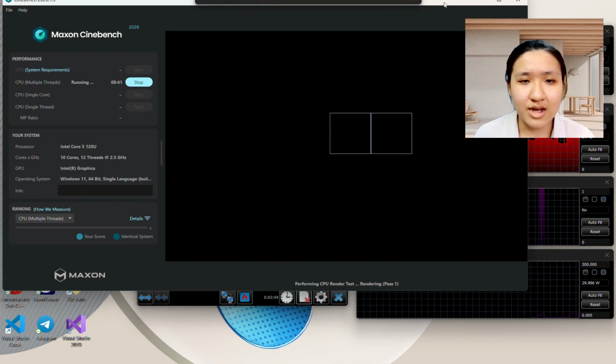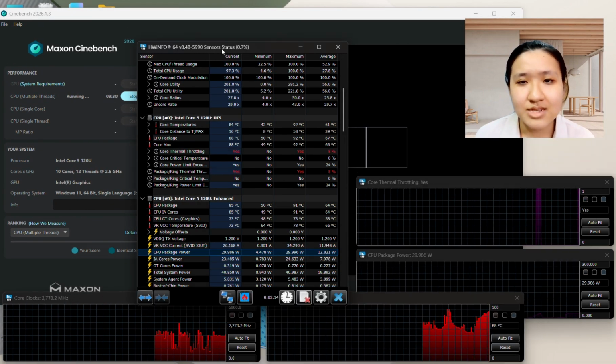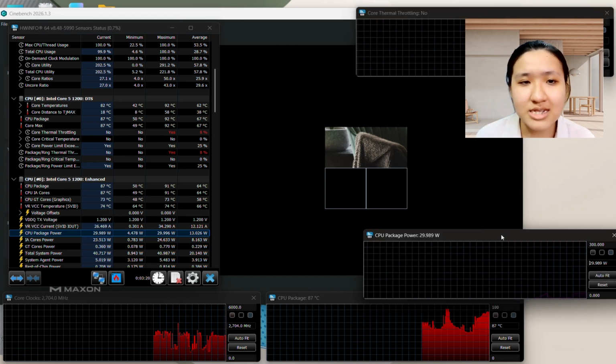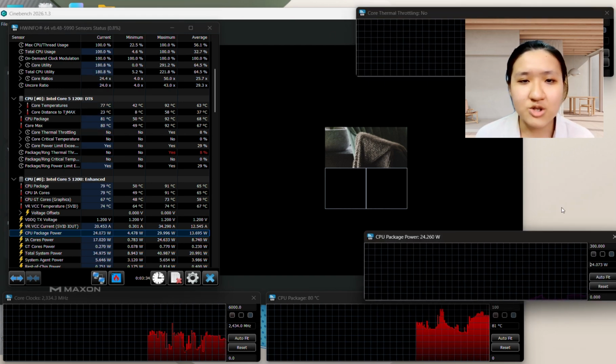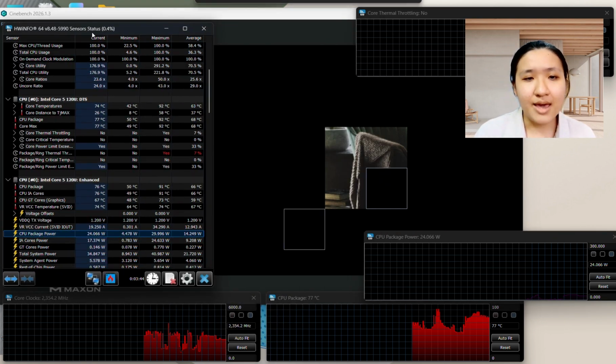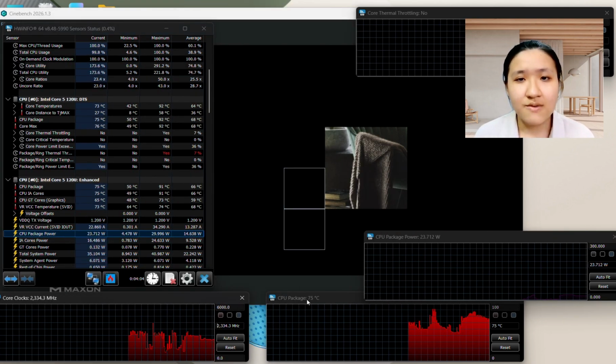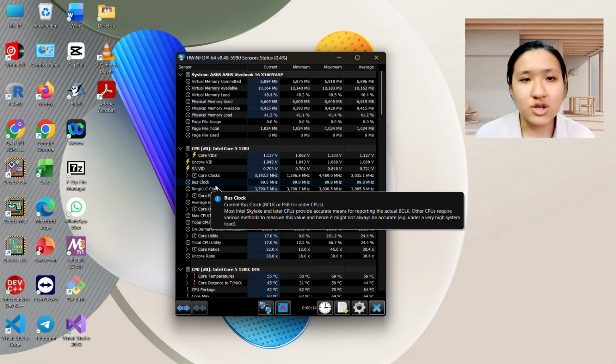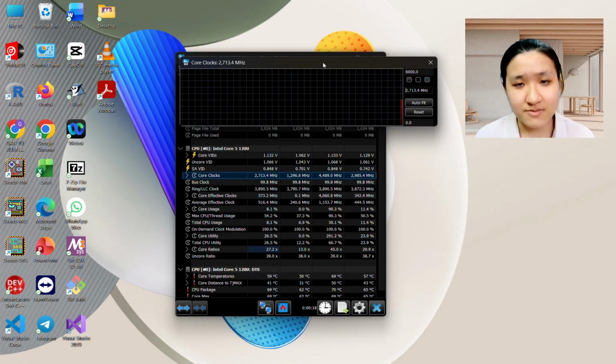Here you can see both tools running simultaneously. Cinebench is actively rendering the 3D scenes using all CPU cores, while HWiNFO64 is continuously updating all sensor values in real time. I am monitoring 4 key sensor groups here. First, the core effective clocks. This shows the actual CPU operating frequency in real time.